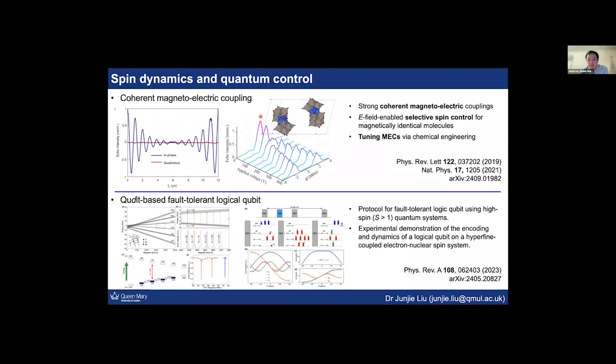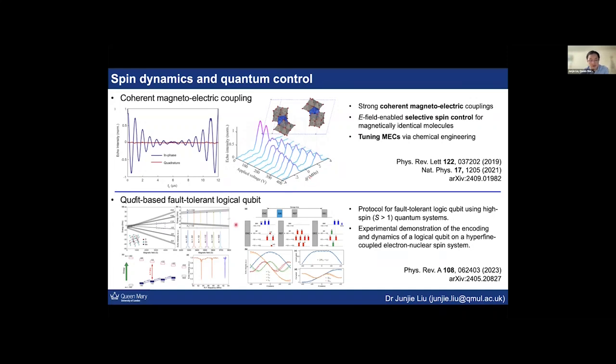In our studies, we have found a very strong coupling between the spin and the electric field, almost comparable with the magnetic Zeeman interaction. Working with our collaborators in chemistry, we found a way to tune this magneto-electric coupling in quantum spin systems. We have also demonstrated that by combining electric and magnetic fields, we could achieve a type of selective spin control that is impossible for any conventional magnetic resonance technique.